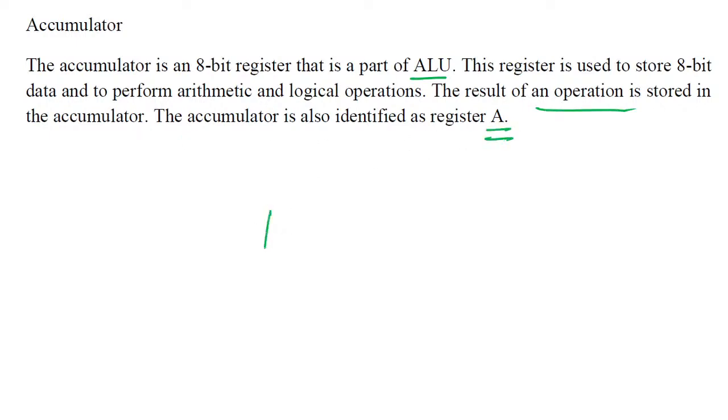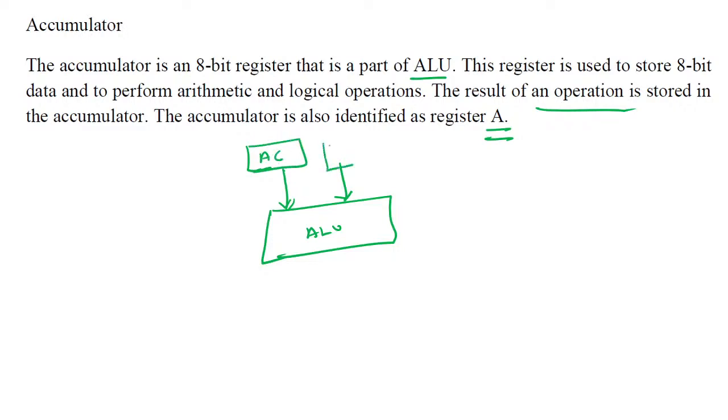Okay, so the accumulator is like this. Let us say you have an ALU and you want to perform any arithmetic or logical operation. Then one value will come from the accumulator. Okay, we have the accumulator, and one value will be loaded from memory to this temporary register.